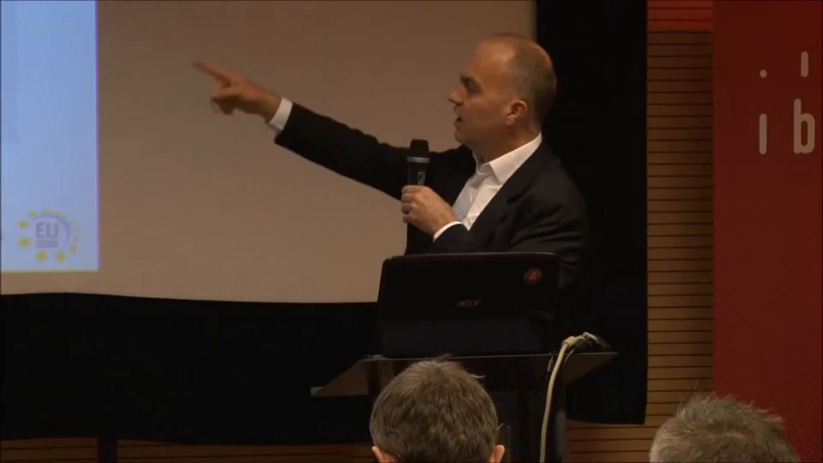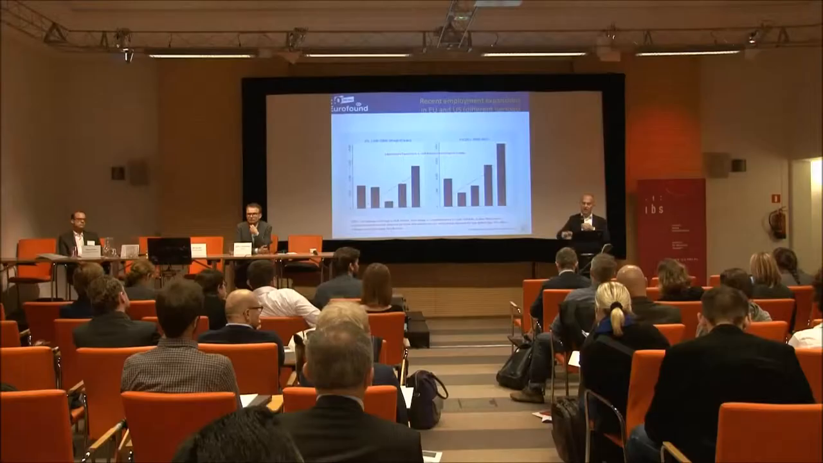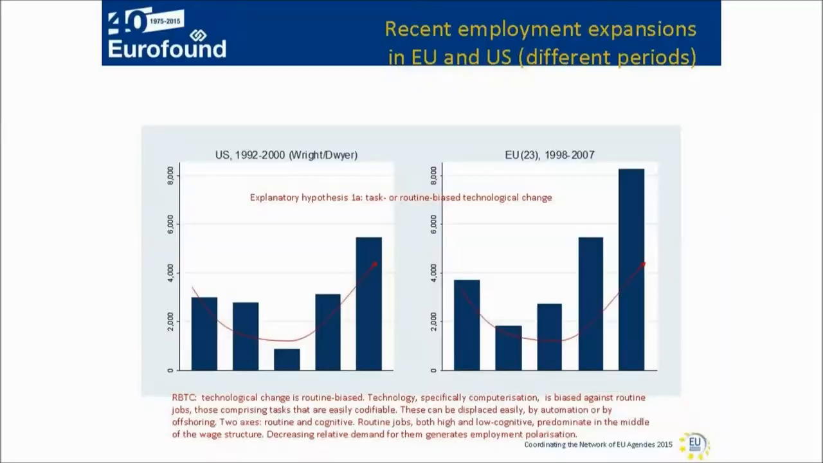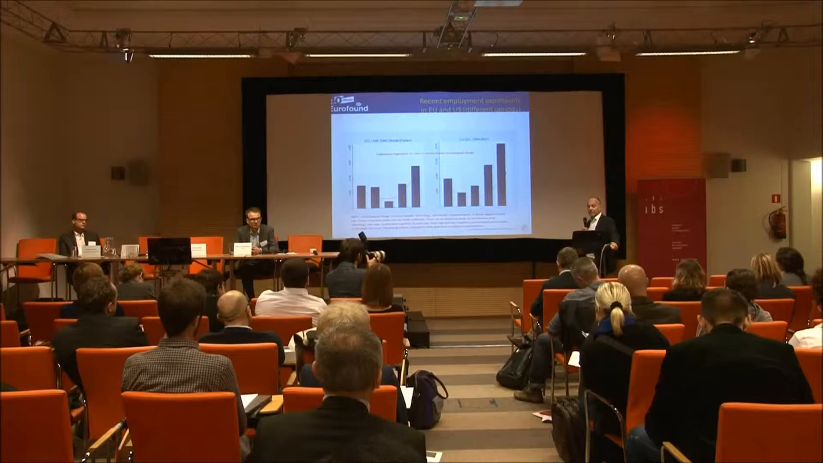But of course, what we see is that the theoretical prediction seems to match the data for the top three quintiles, but it seems to fall off in terms of its explanatory power near the bottom. So the refinement of the explanatory hypothesis is what we know as the task or routine bias technological change. This refinement holds that we should classify jobs in terms of tasks, and we should classify those tasks in terms of two axes: the extent to which they're routine and also the extent to which they're cognitive or non-cognitive.